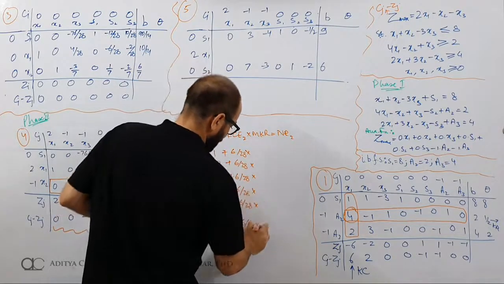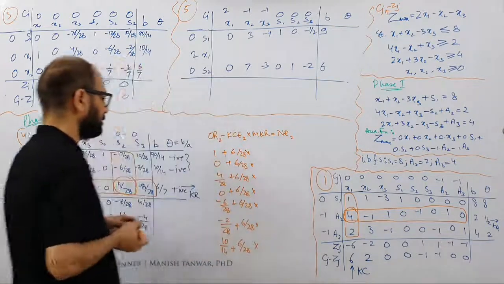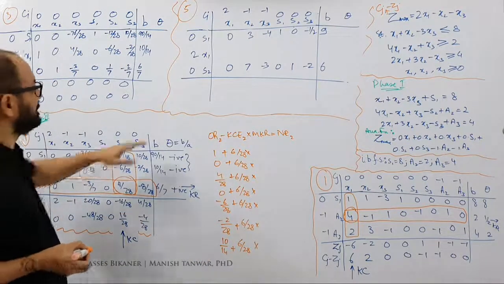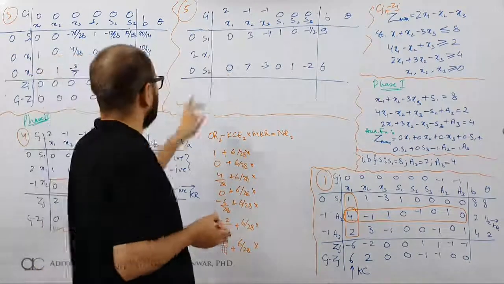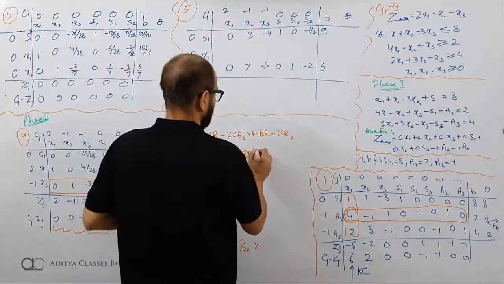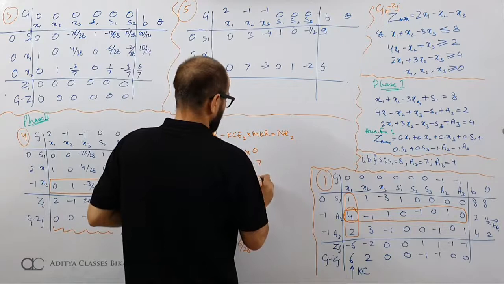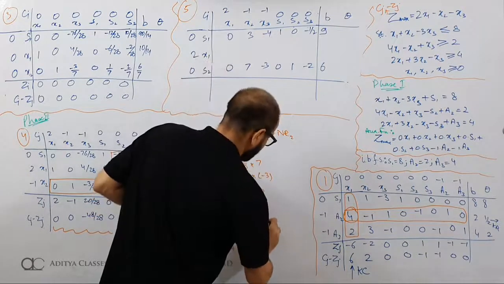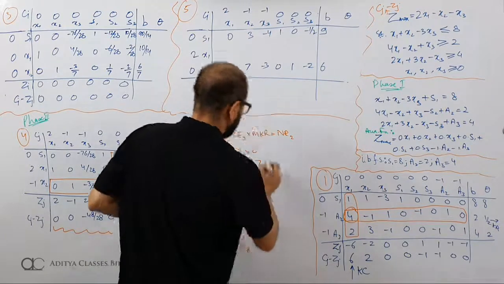multiplied by modified key row. Modified key row is here. We have modified key row. Third one was our row. It is 0, 7, minus 3, 0, 1, minus 2 and 6.